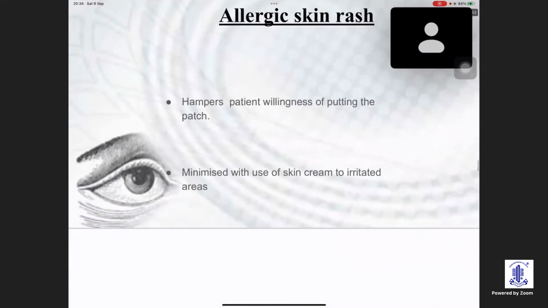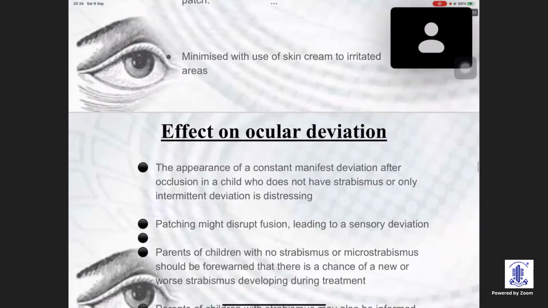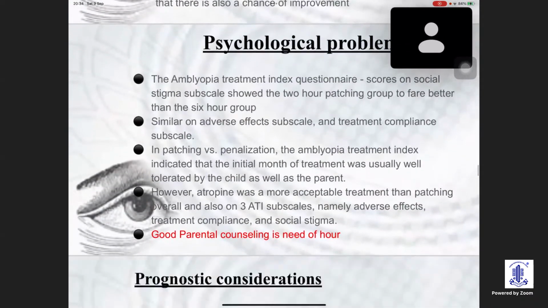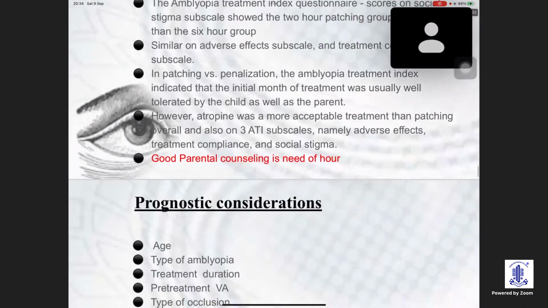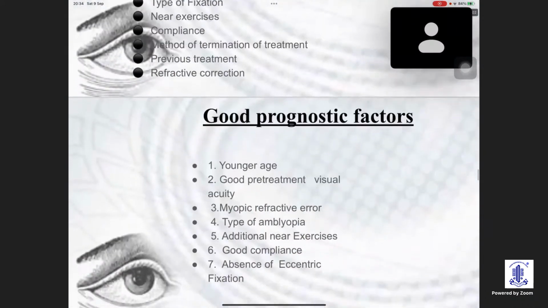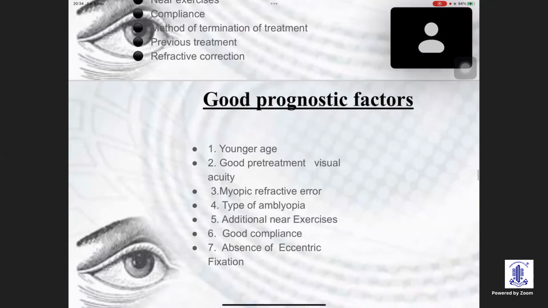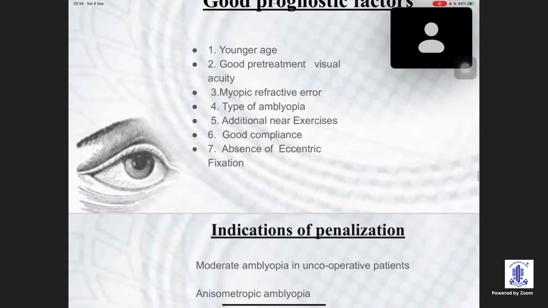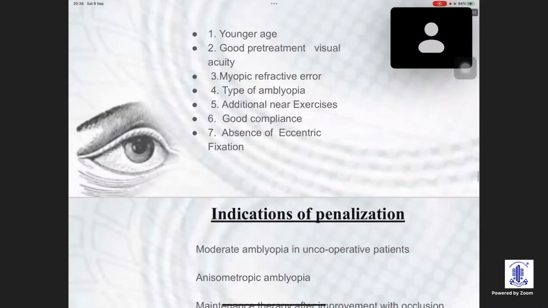Allergic skin reactions can be minimized with the use of skin creams. Psychological problems are there, but good parental counseling is the need of the hour. Various prognostic considerations are there, and good prognostic factors are younger age, good pre-treatment visual acuity, myopic refractive error, additional near exercises, good compliance, and absence of eccentric fixation.